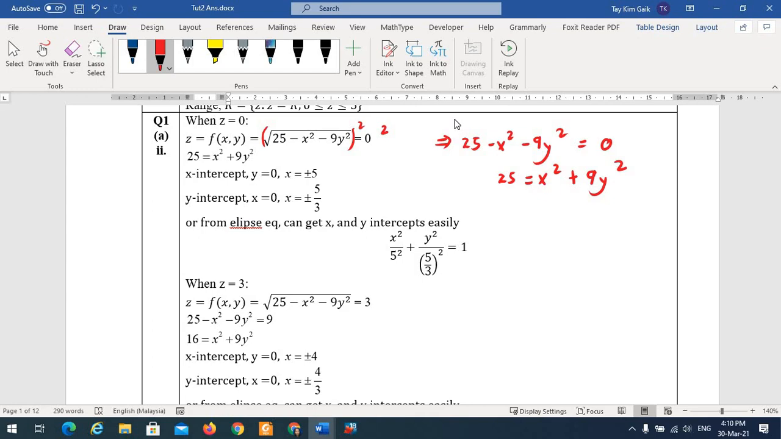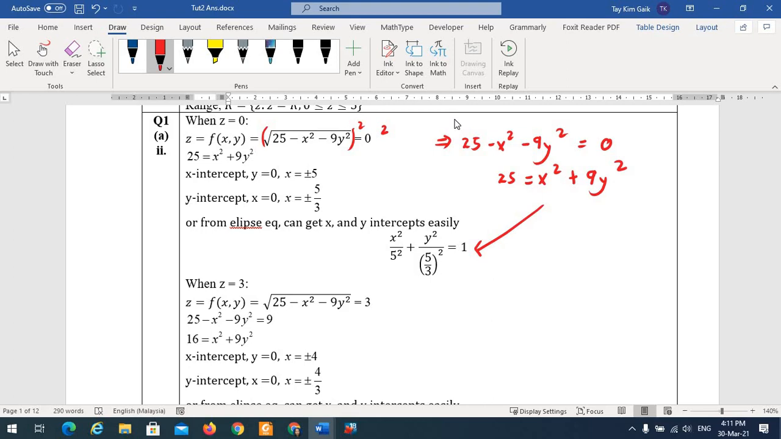This is an ellipse. If it were a circle, then the coefficients for x squared and y squared must be the same, and positive. Since the coefficient for x squared is positive 1 and the coefficient for y squared is 9, this is an ellipse. To get the ellipse, you either use the concept of finding the x-intercept and y-intercept, or later I will show you, you change it into the ellipse equation format.